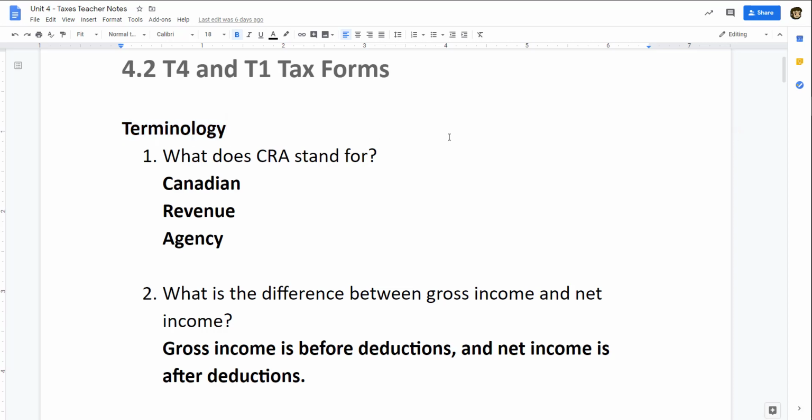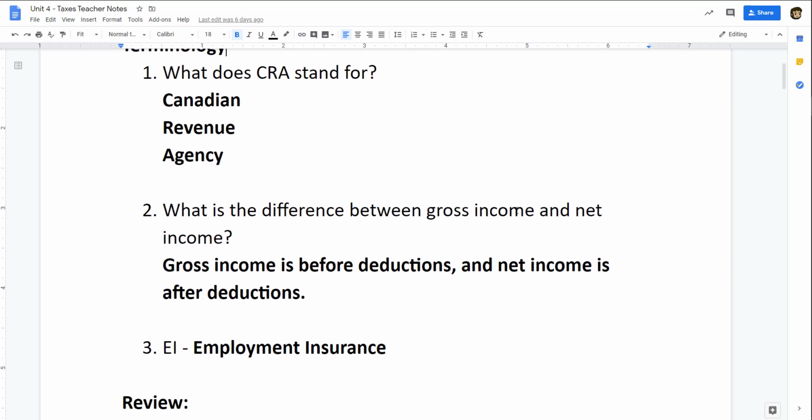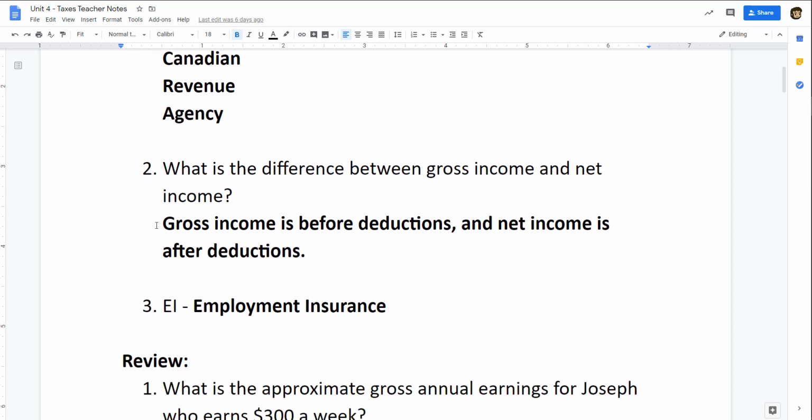Terminology to start. What does CRA stand for? Canadian Revenue Agency. So whenever I say CRA, I mean Canadian Revenue Agency. What's the difference between gross income and net income? This should be review. We've seen this before, especially in our budgeting. Gross income is before deductions. That's how much you earn before taking taxes off, CPP, EI, and union dues if you have them.